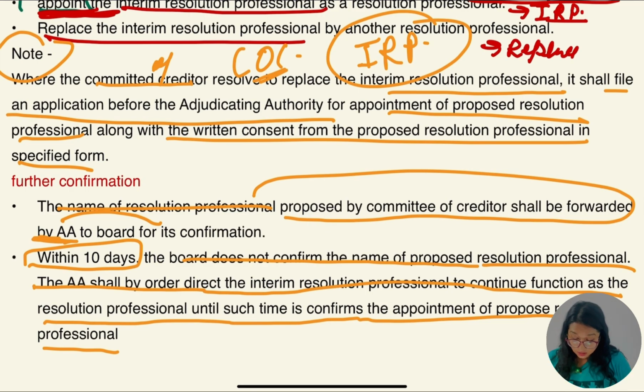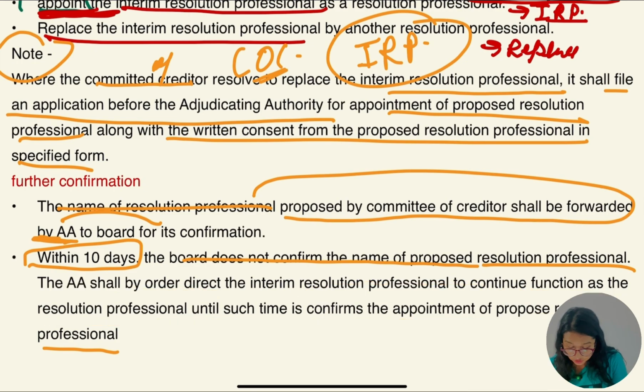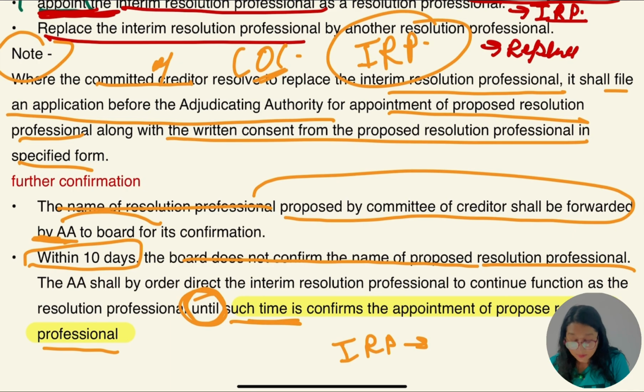But till how many days, again let me say it. The AA shall by order direct the interim resolution professional to continue the function as the resolution professional until such time as the appointment of the proposed resolution professional is confirmed. So that person can continue as IRP until such time as the appointment of the proposed resolution professional is confirmed. So that's it guys.